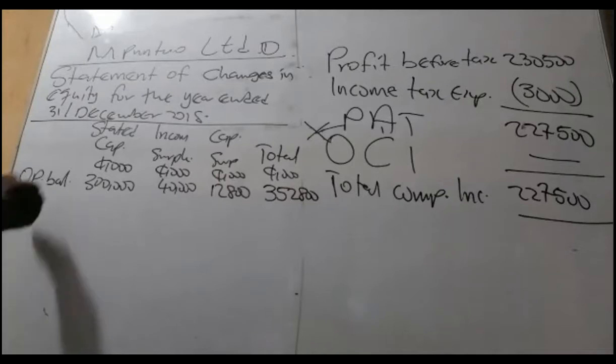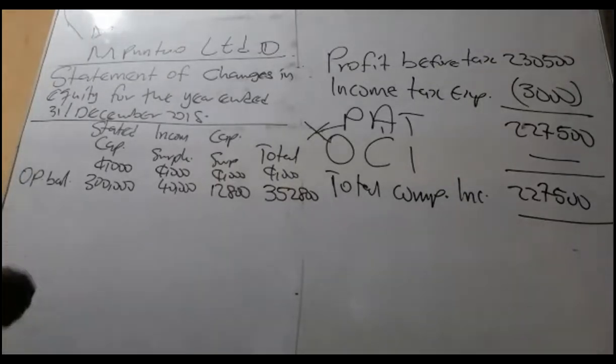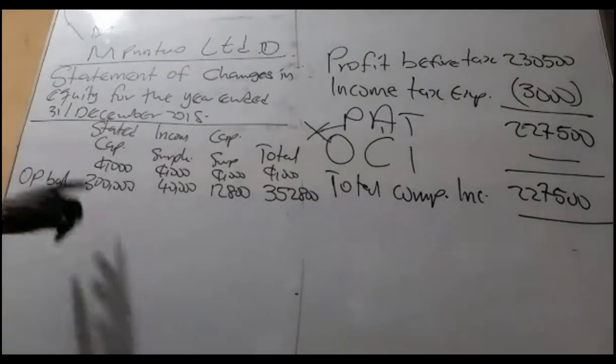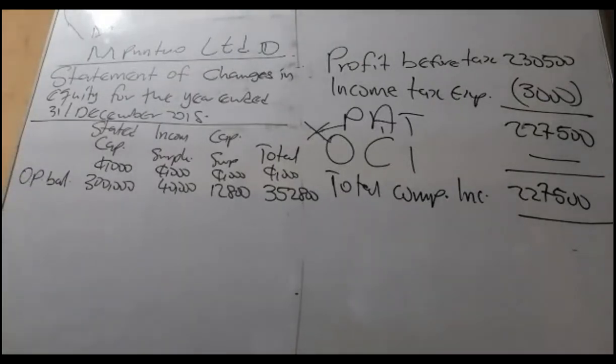Then you ask these questions. One, have they issued shares in the question? If there was an issue of shares, it will affect the stated capital, so we record it here. For this question, there's no issue of shares, so we are not tackling that footnote.